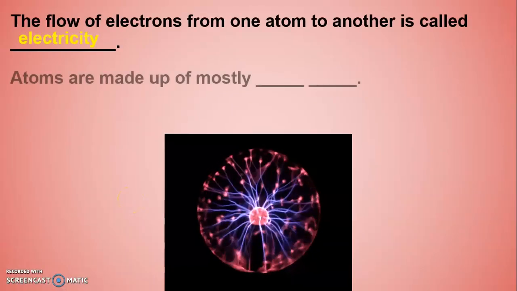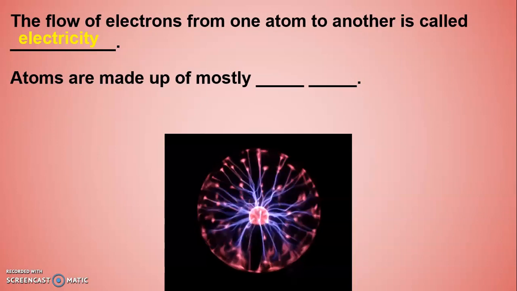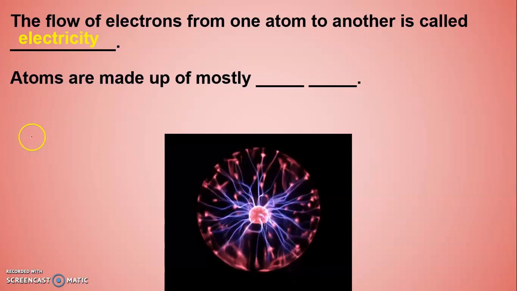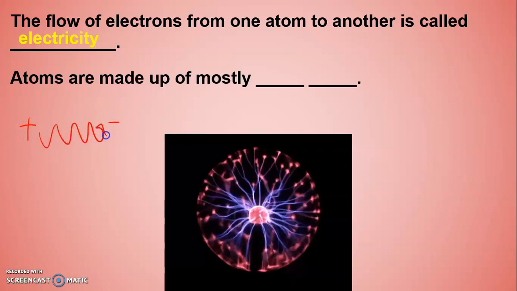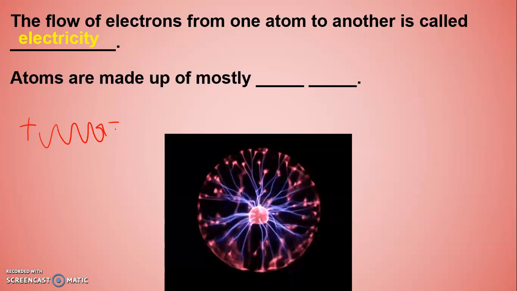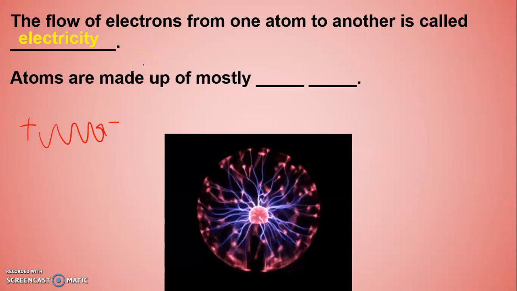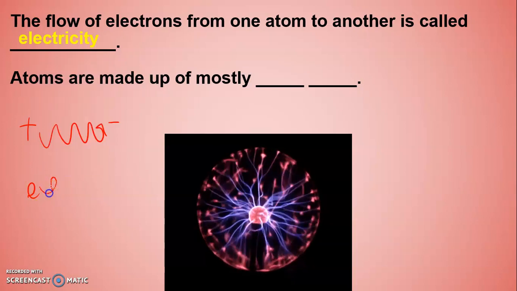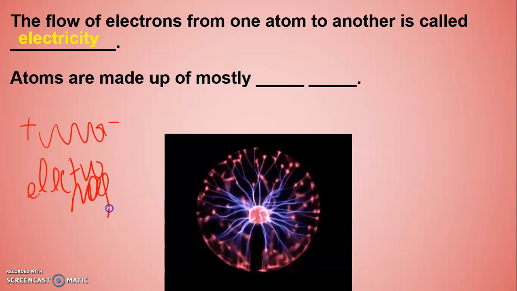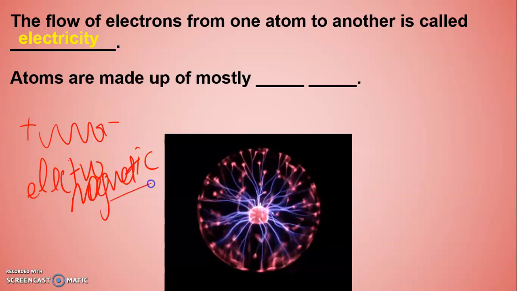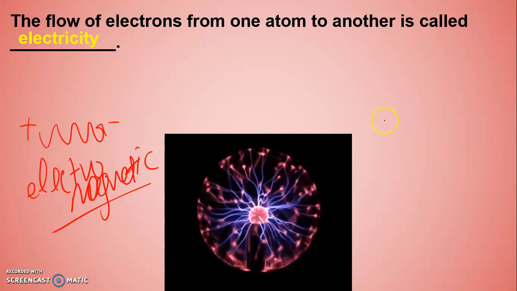Okay, so the flow of electrons from one atom to another is called electricity. That's where electricity comes from. When you have positive and negative charges like that, energy flows between them and we get electricity. We can also get magnetism, right? And we call those electromagnetic fields. You might have also heard the term radiation, all the same idea.